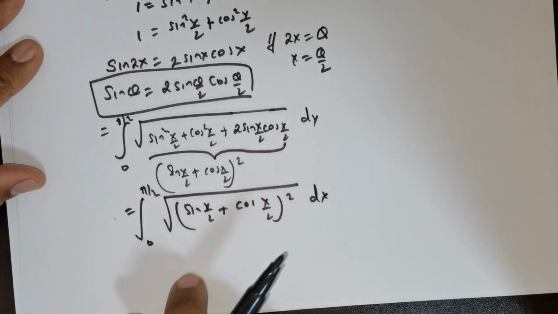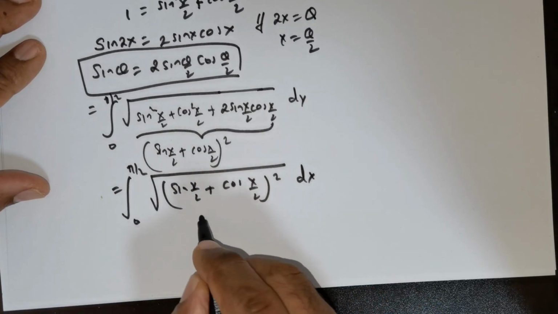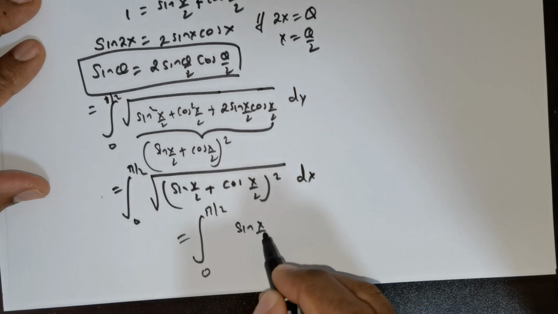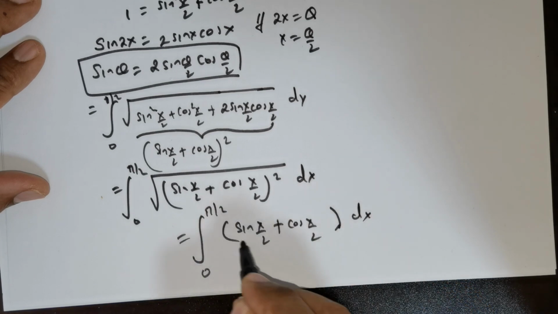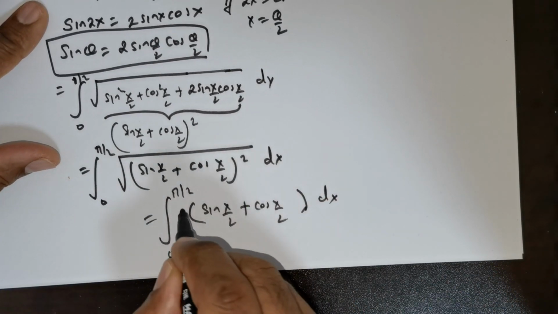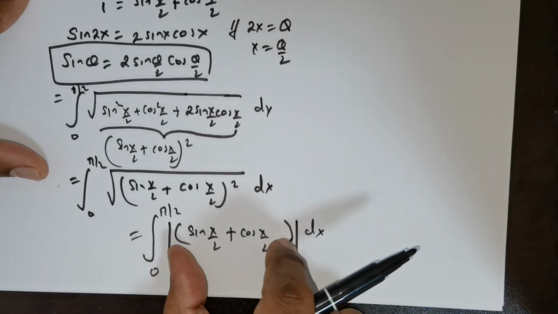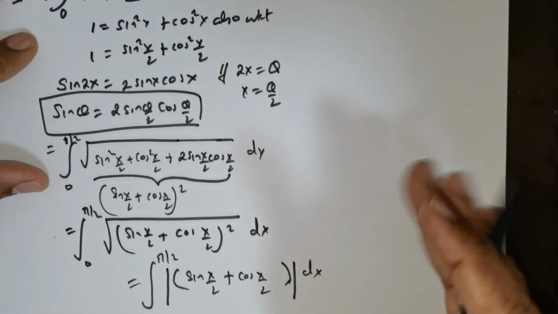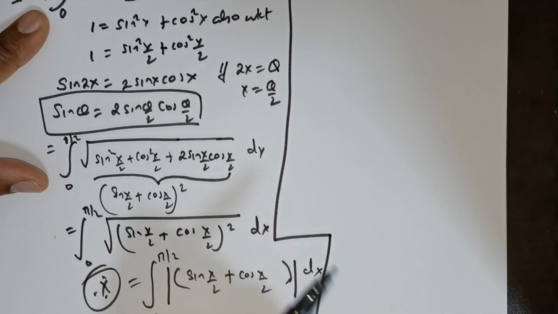Now we got the radical sign, the square root function. When you apply the square root function, most of the times what people will do, they will simply write sine x over 2 plus cos x over 2 and then place dx there. This is wrong. We can't do that. Because when you apply the square root function, you are expected to take the absolute quantity. If you don't put this, then the solution that the individual is providing is incorrect, right? So this is a very important part in this particular problem.